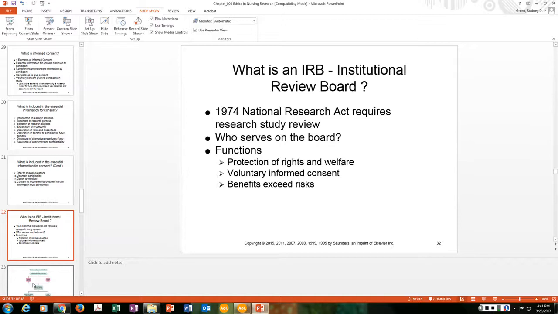The review: what they do is review proposed research to make sure it is conducted ethically and safely before granting approval to begin the study. So their function is to protect the rights and welfare of subjects, make sure that there's voluntary informed consent, and that the benefits exceed risks.